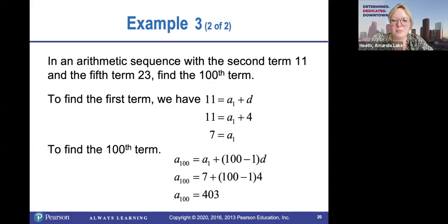And then to find the 100th term, we can use our arithmetic formula. We know that A1 is 7, D is 4. So we put 100 in for n and we will get 403.